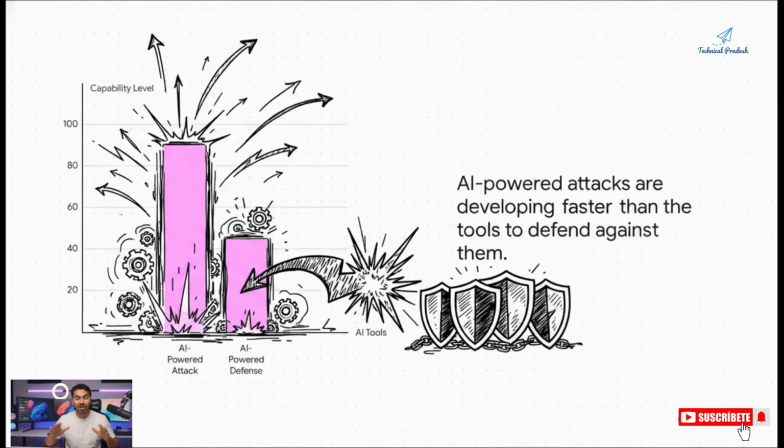And if you look at the capability curve, the problem becomes crystal clear. The power of AI-powered attacks is shooting upwards, exponentially. Meanwhile, AI-powered defense is trying its best to keep up, but it's a tough, tough fight. It is always easier to find one weak spot than it is to defend everything, everywhere, all at once.